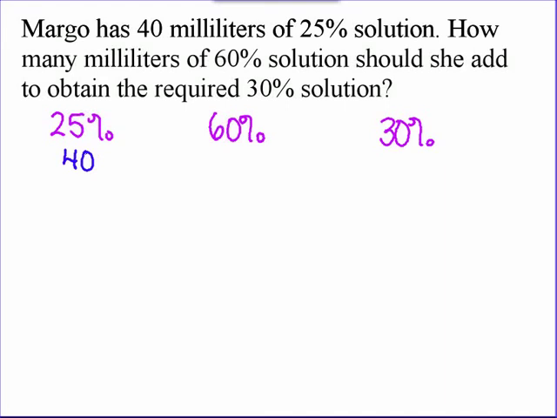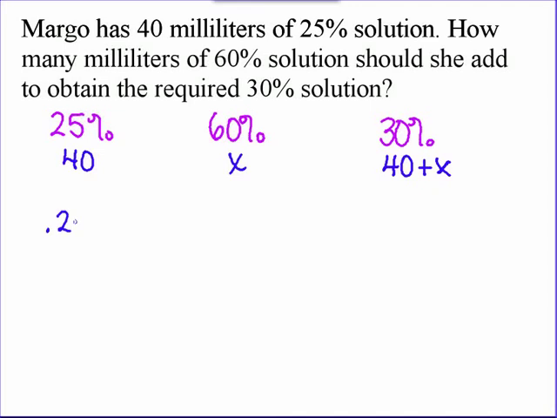Do we know how much of the 60%? No, so we call that x. And then 30%, do we know how much that's going to be? Let's see, does anybody have a thought? 40 plus x. For those of you wondering, these two blue numbers have to add up to get this number over here. File that away.